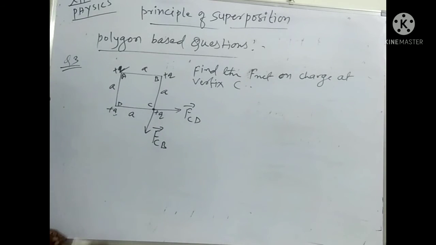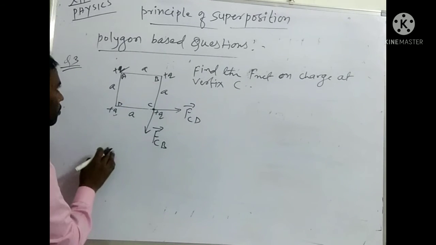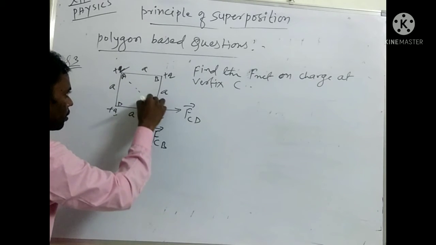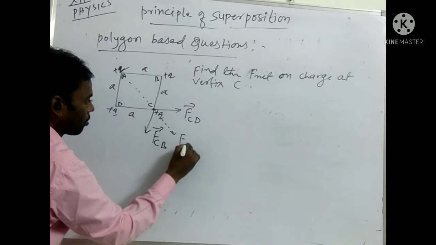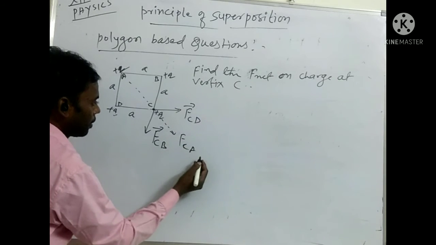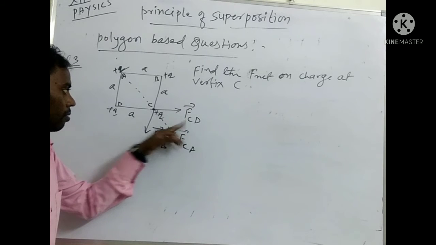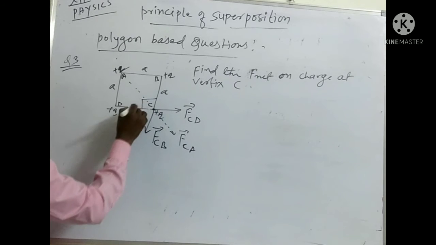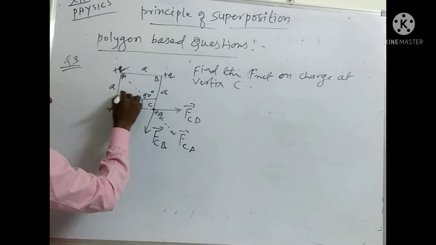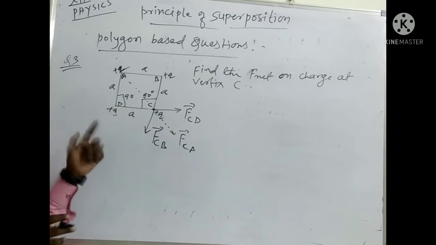Then one force is there, this one. Force on C due to A, the direction will be this side. For this one, first we have to find the resultant between this force and this force. This is 90 degrees, here is 90 degrees, this is 90 degrees. All angles are 90 degrees in a square.